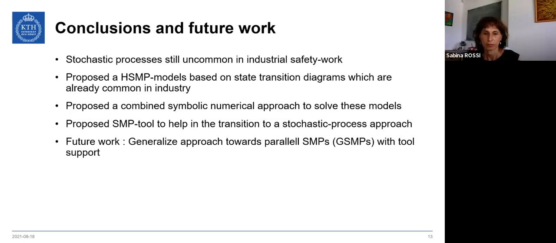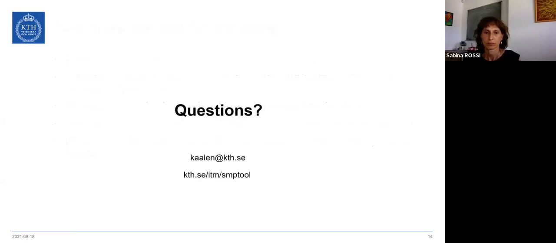Now, in future work, we will look at generalizing this approach towards parallel SMPs, and the underlying stochastic process is then what's known as a generalized semi-Markov process. And we will do this with implementation into the SMP tool. So thanks for listening, and are there any questions?